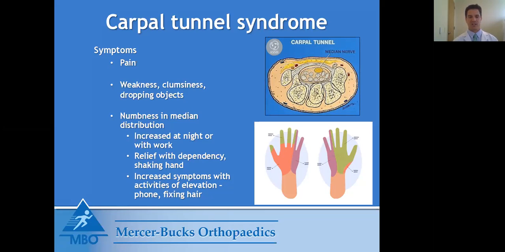I didn't realize. Numbness is probably the most common thing that we see with carpal tunnel syndrome. And if you focus on the green shading on the hand, that is the distribution of that median nerve. And so the areas that are labeled green, that's typically where people will feel carpal tunnel syndrome.